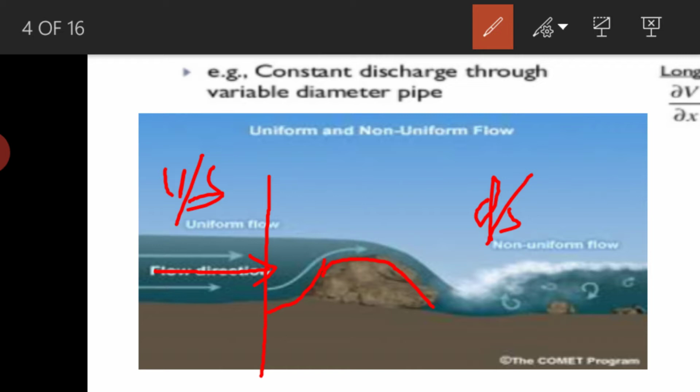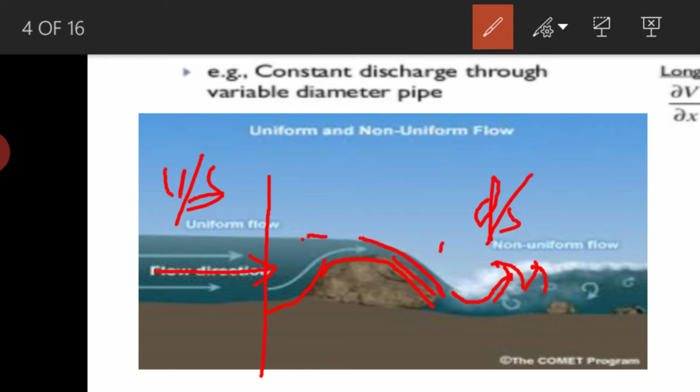As it approaches any obstacle or obstruction, the depth gradually starts varying. Then it passes over the obstacle and suddenly falls down, and here the sudden change in the depth of flow takes place. And on the downstream side, the moment it falls down, it starts whirling like this.